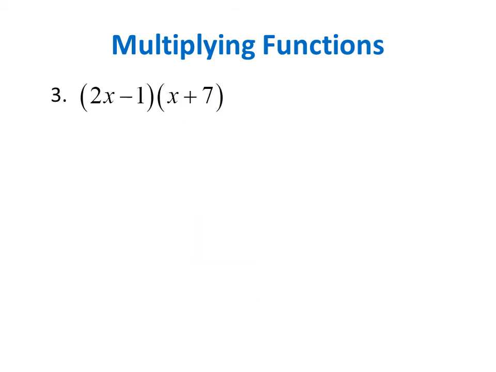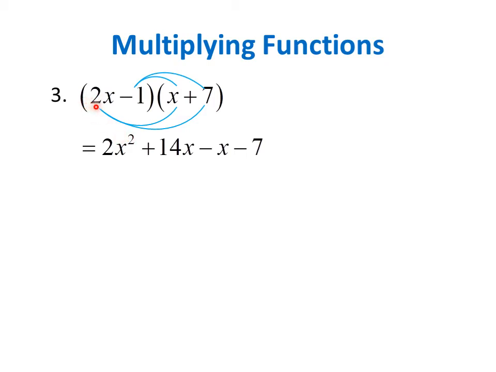This time, let's multiply two binomials. So we have to multiply the binomial 2x minus 1 by the binomial x plus 7. So using the FOIL method, first we have to multiply the first terms. If we do that, we have 2x times x, that is 2x squared, because x times x is x to the 2.